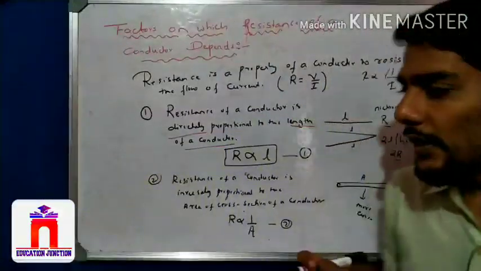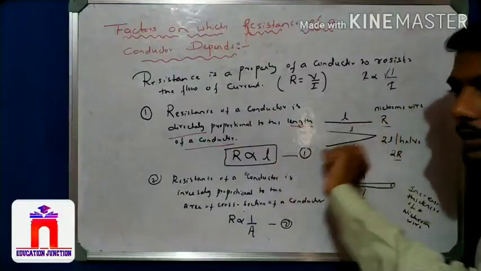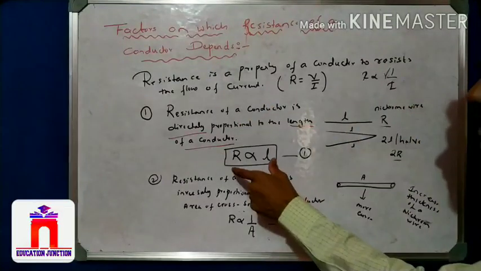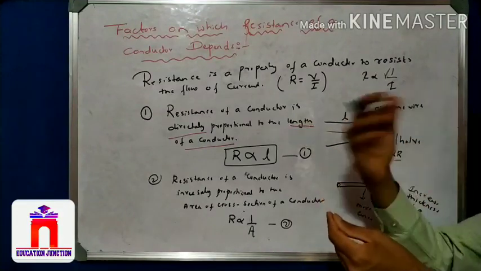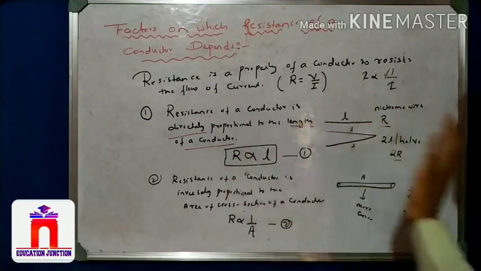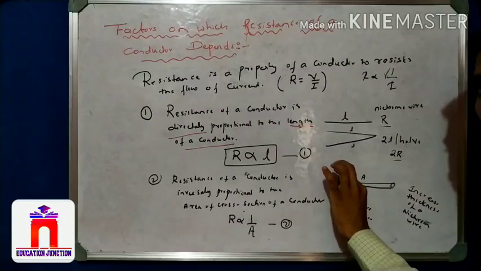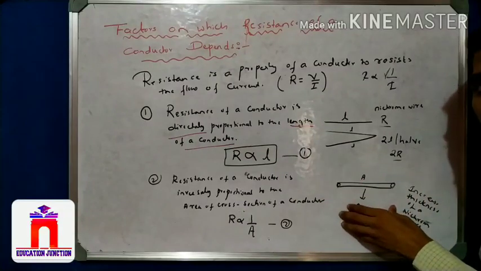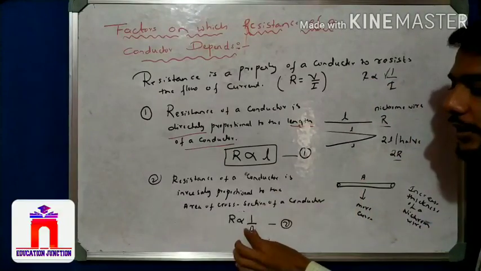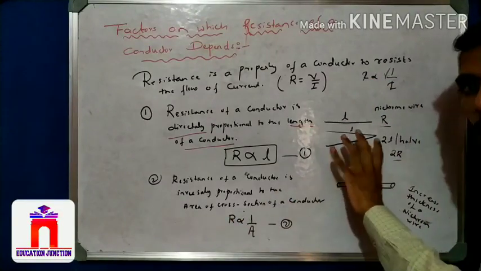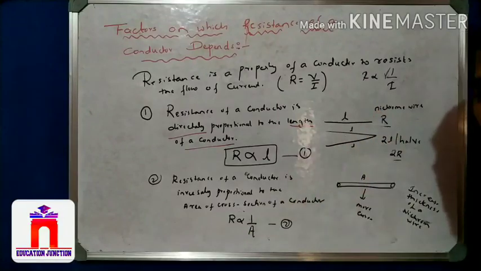In the first case, length is doubled, resistance also doubled, so that is directly proportional. Simple concept. The resistance depends on length. In the second case, area increases, more current flows, and more current means less resistance. So area more, resistance less; one more, one less means it is an inverse relation.